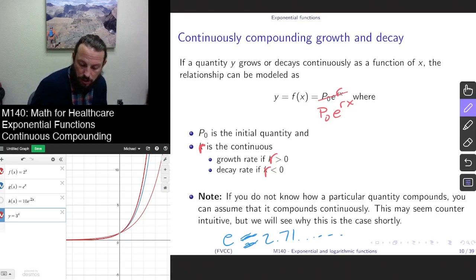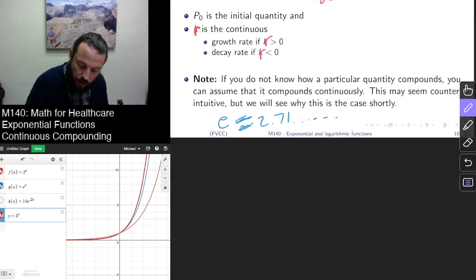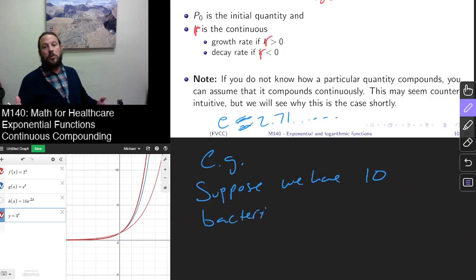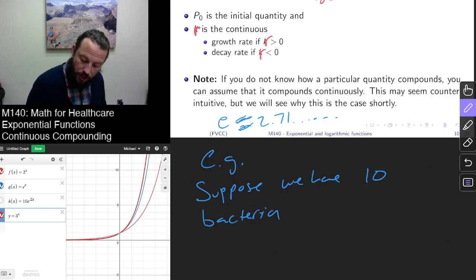All right, so let's just look at an example real quick. Suppose we have 10 bacteria. And by the way, continuous makes sense for populations, right? Because generally populations are continuously compounding. When you think about a birth rate, there's no specific set time everyone's having children, right? It's continuously happening. So we have 10 bacteria.